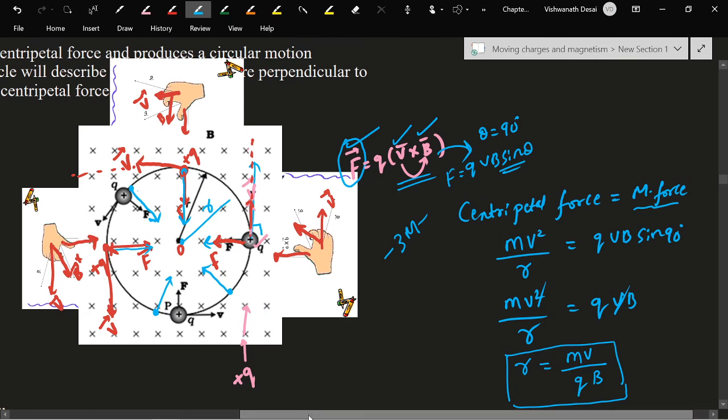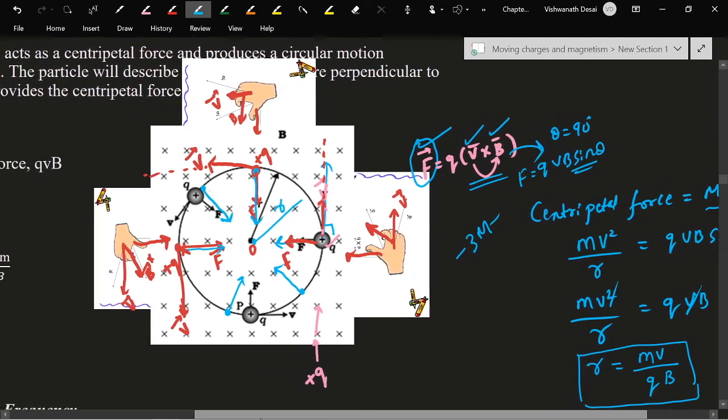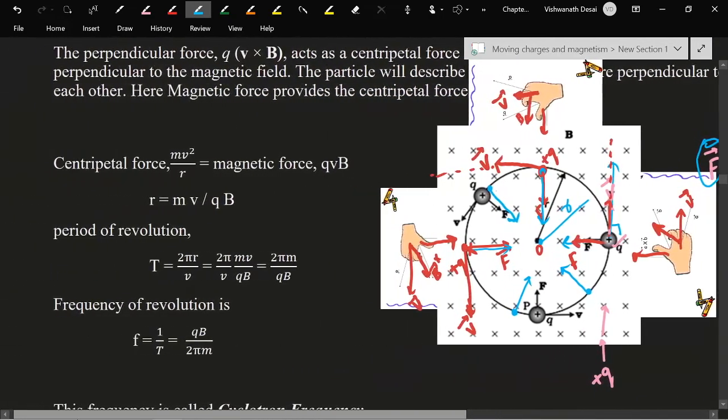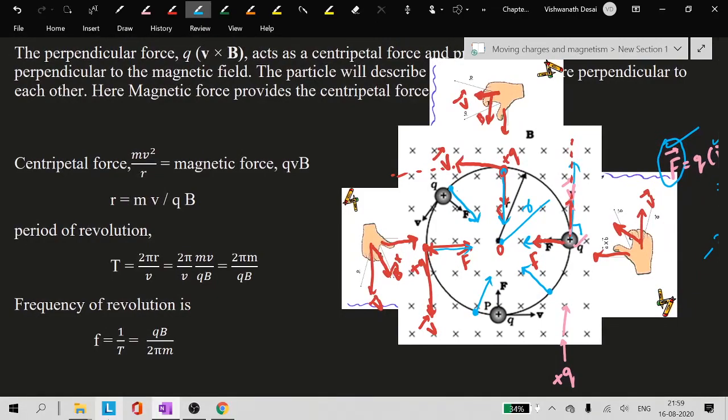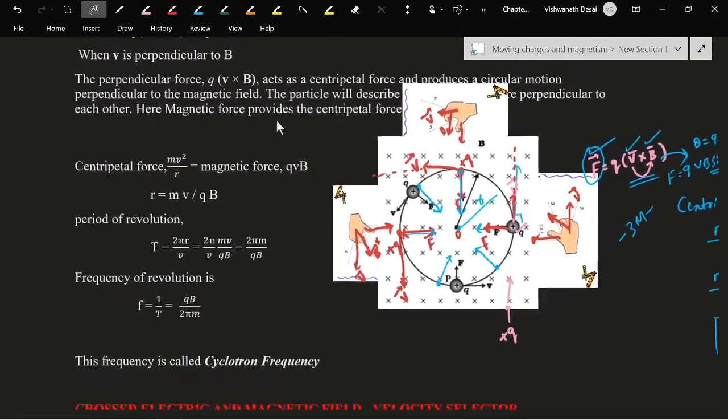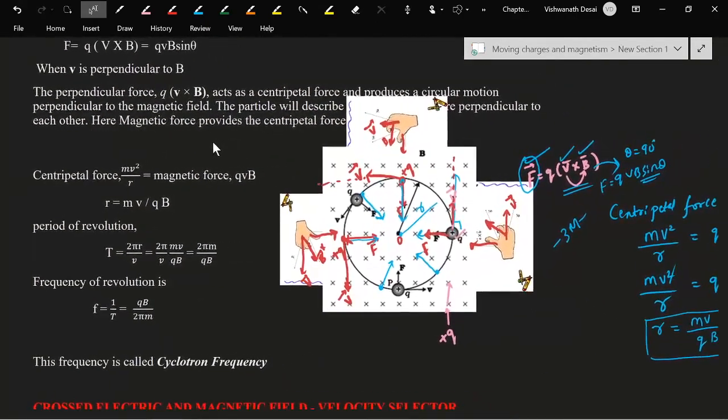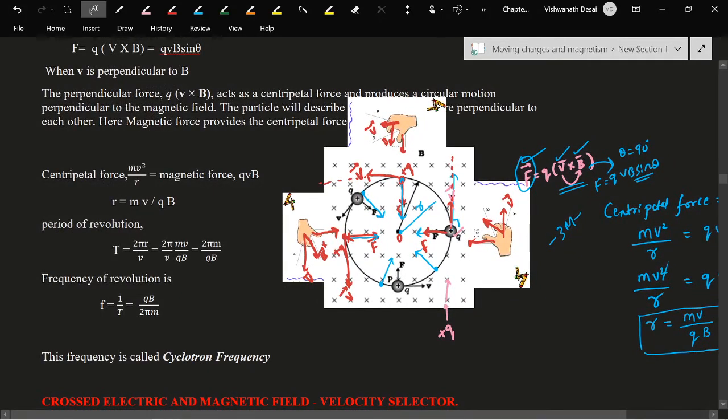Okay, now the same steps are there. You can see this. That's what we got finally. r is equal to m v divided by q B.